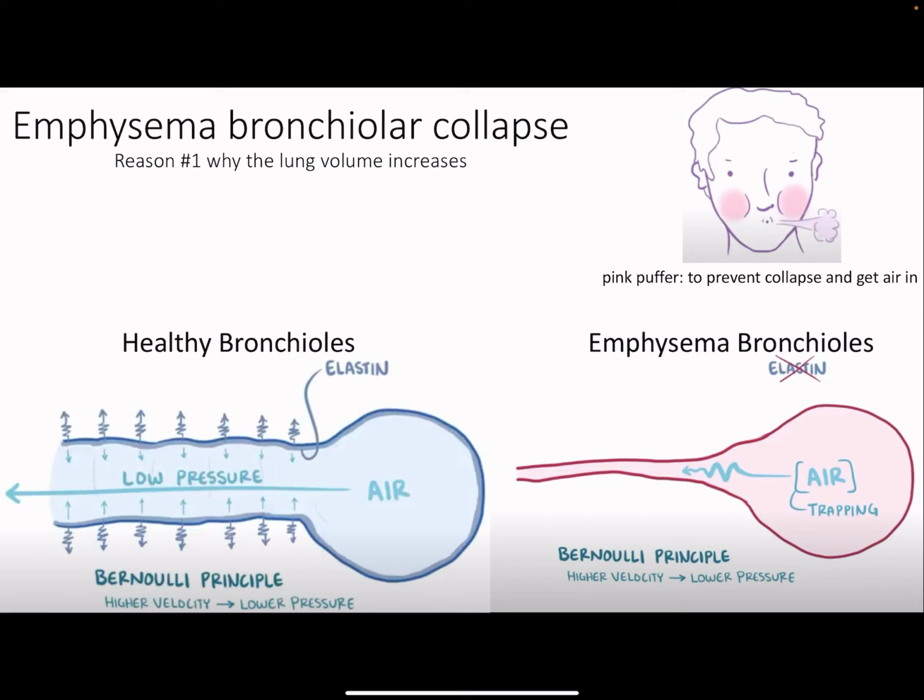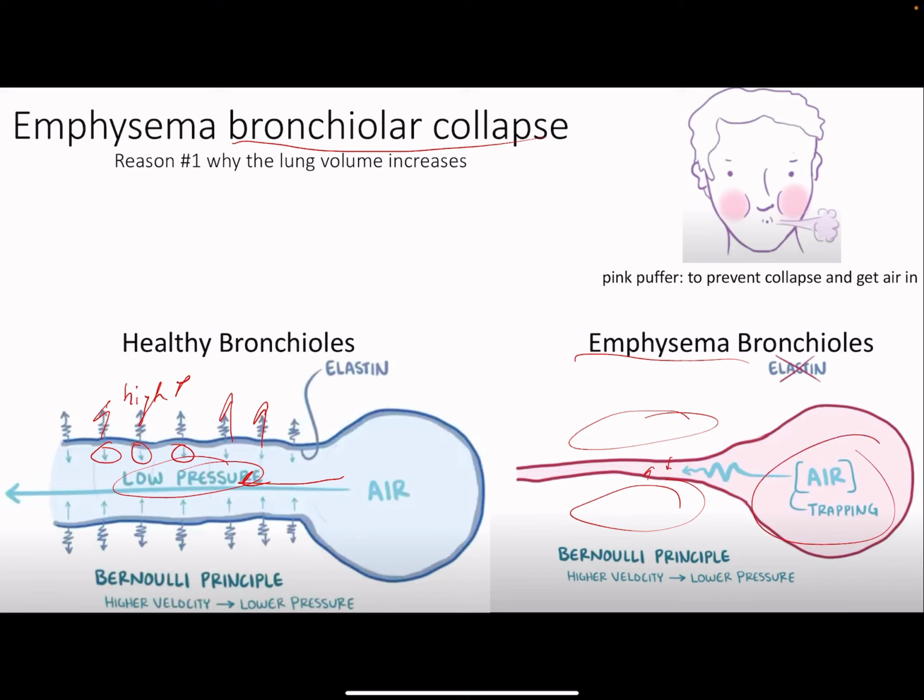Why does the lung volume increase? The bronchioles collapse, specifically because of the elastin. The elastin here holds these things out. As air moves through here, one of the properties of Bernoulli's principle is the higher the velocity, the higher the kinetic energy, and therefore the lower the pressure. So now I have a low pressure environment, and this is going to be high in pressure. This is going to want to cause a collapse. Elastin is normally what prevents this collapse, but if you have emphysema, you have no elastin, so the low pressure will go ahead and collapse these.